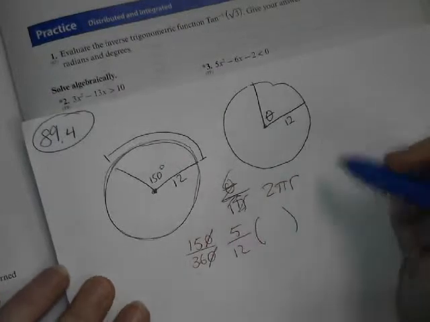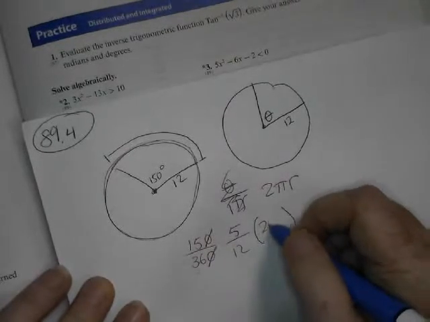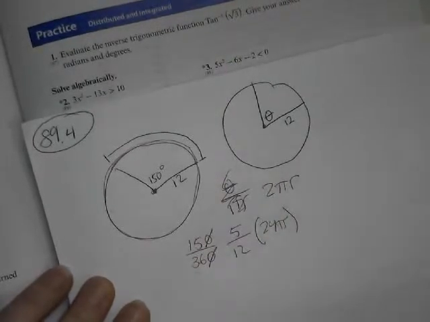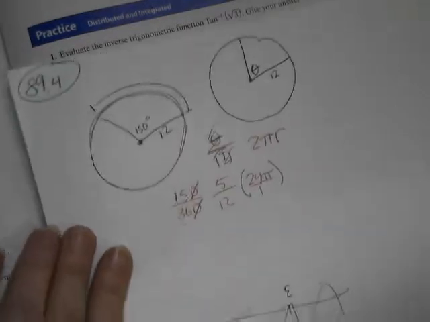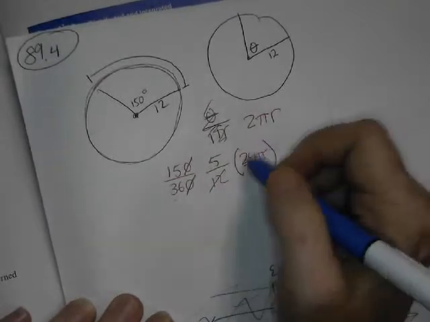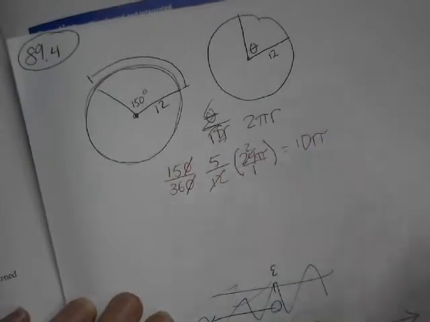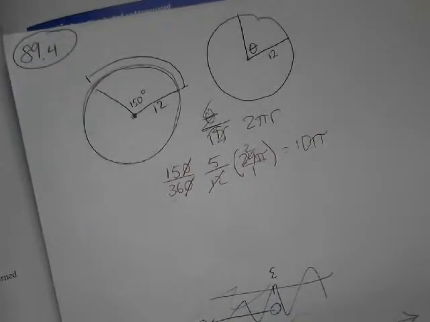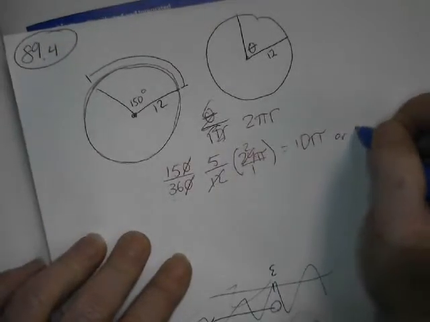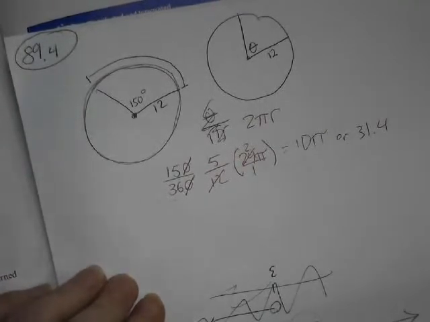Okay, so 2 times pi times, what's r? Oh, it's 12. So that'd be 24 pi. Oh, look, I can do fraction math. Now I have a 12 down here and a 24 here, so I don't have to bust out the calculator just yet. 5 times 2 is 10 pi. I can call it 10 pi, or I can remember that pi is 3.14, and it'd be approximately 31.4. That is the arc length.